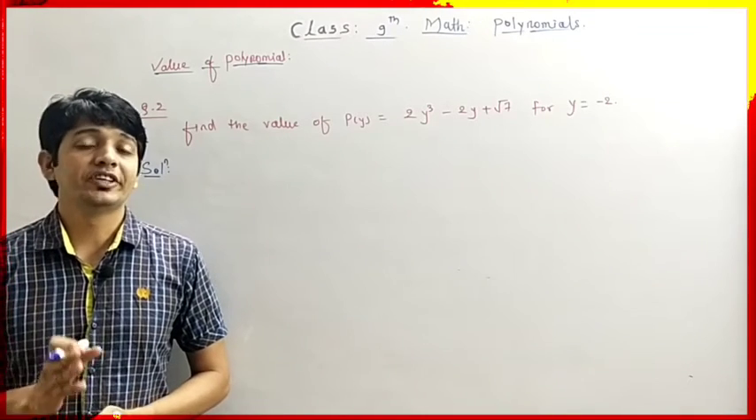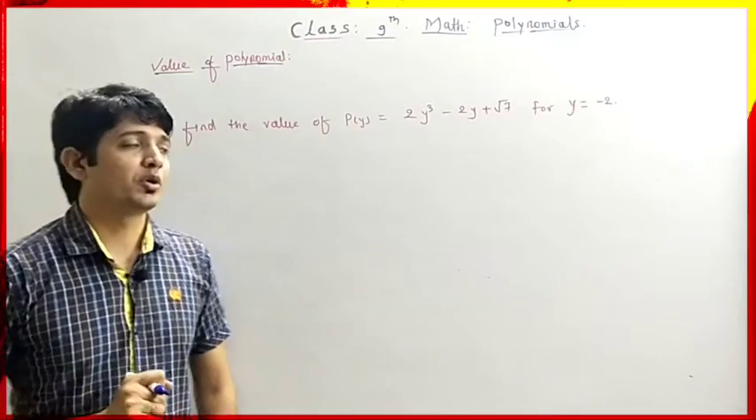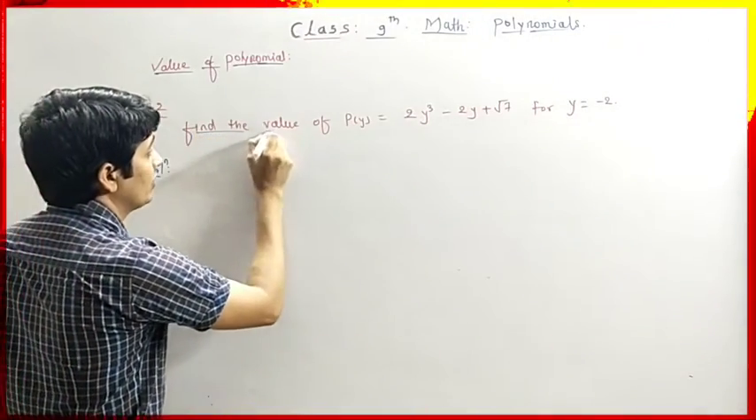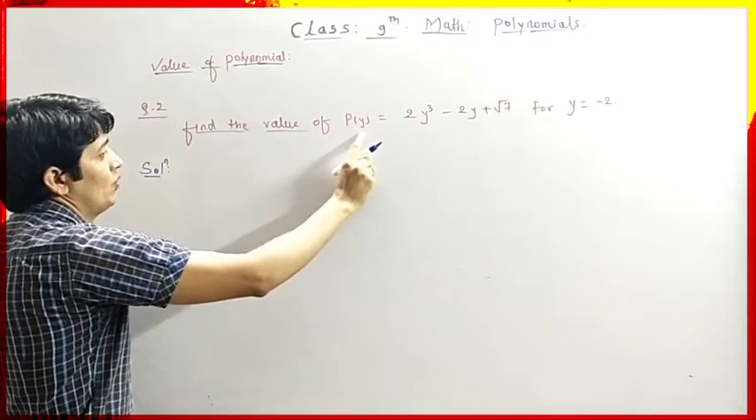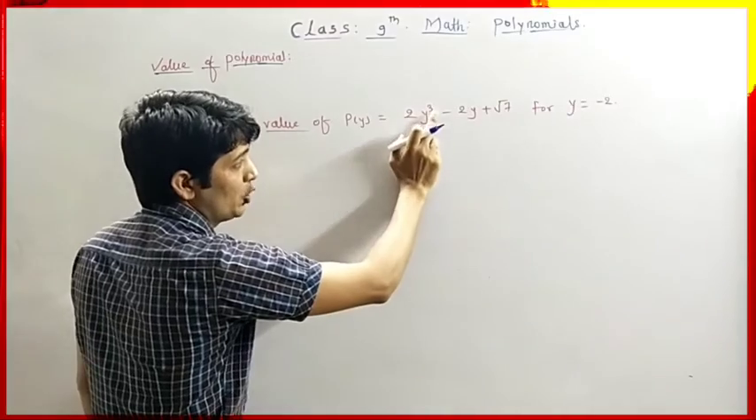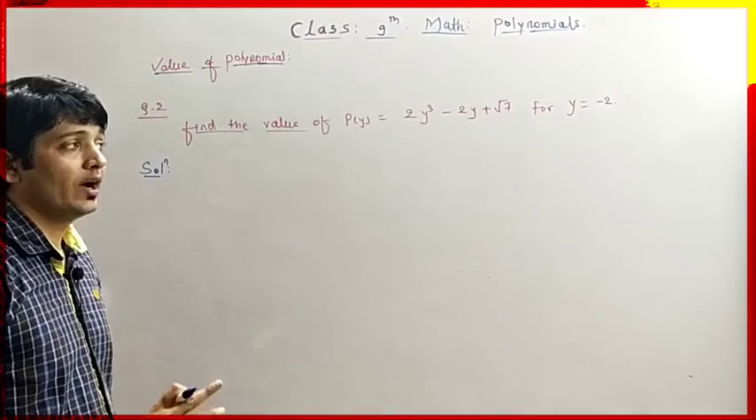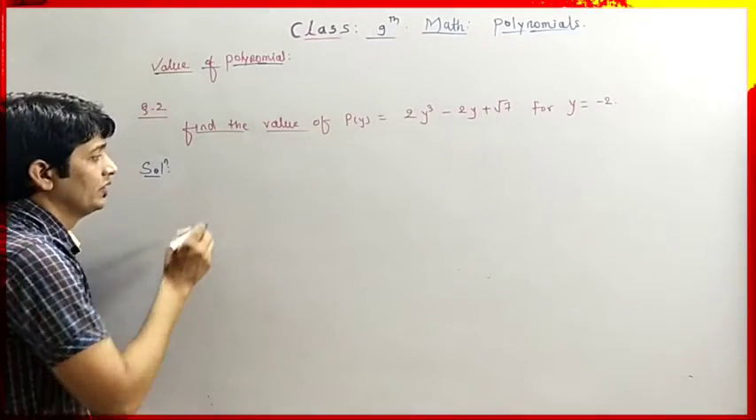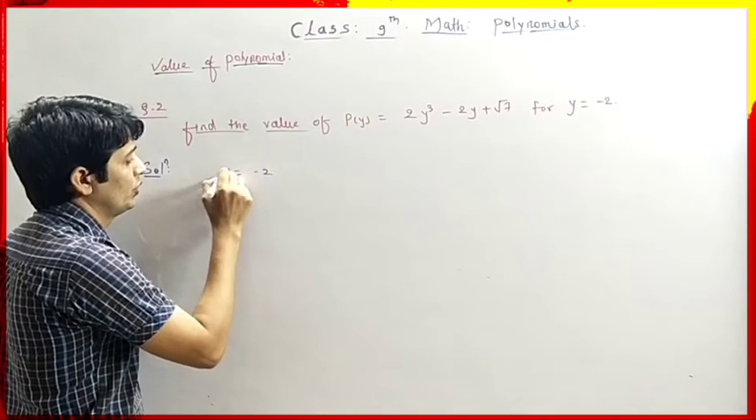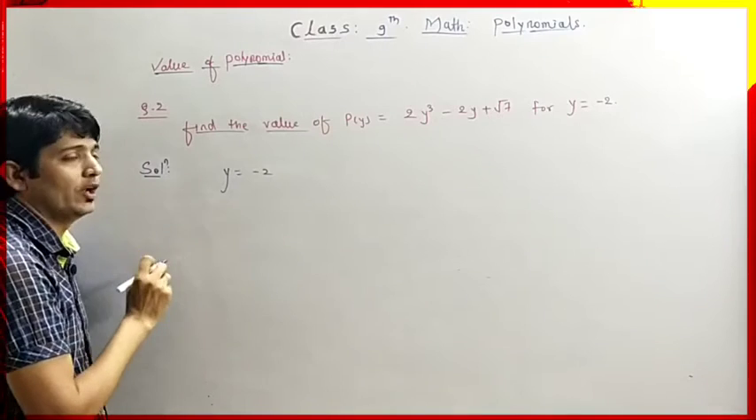Now we are going to solve the second problem of your textbook. Here we have y equals to minus 2. In the solution, we have to find the value of p(y), where y is minus 2. The polynomial is 2y cube minus 2y plus root 7. So we have to calculate the value of the polynomial for y equals to minus 2, placing the value of y as minus 2.